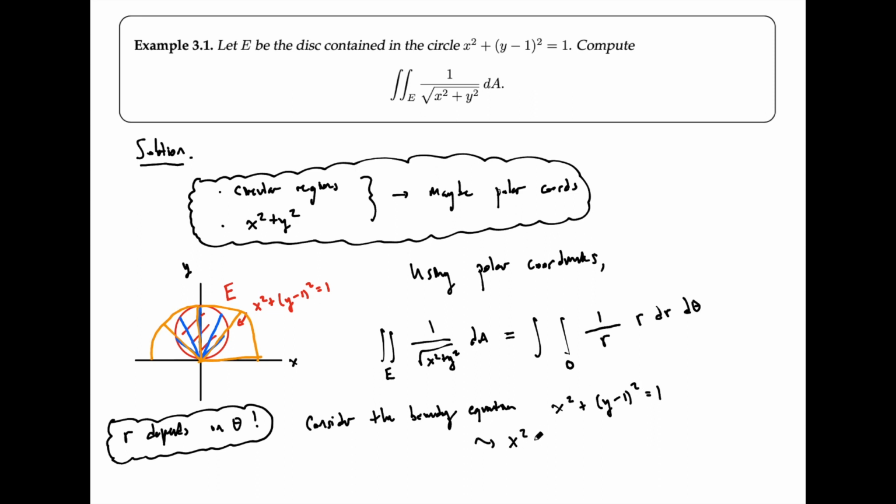This is the same thing as x squared plus y squared minus 2y plus 1 equals 1. Then I can see the 1's cancel out. So this Cartesian equation is equivalent to x squared plus y squared minus 2y equals 0.